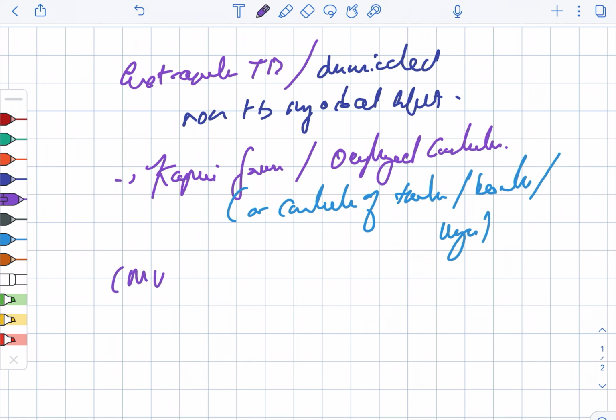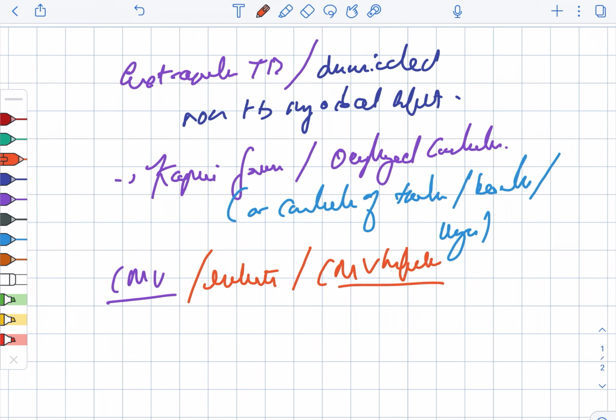Next, there can be involvement of CMV, the cytomegalovirus, and retinitis can be seen as well as cytomegalovirus infection. Basically it can affect another organ, with onset at the age of over 1 month.